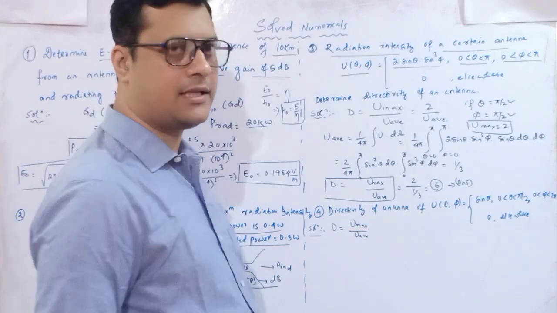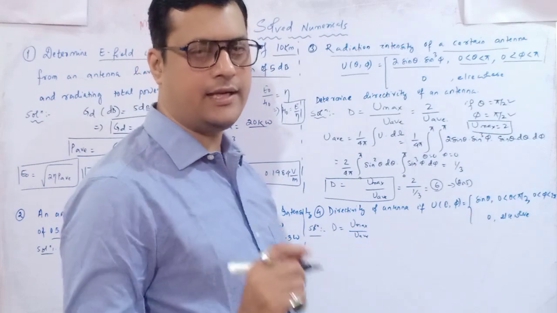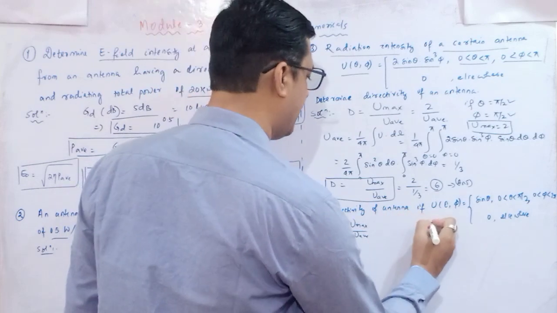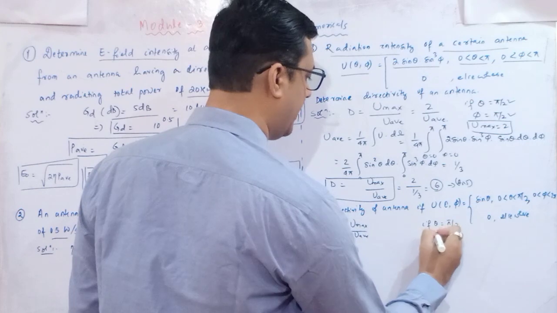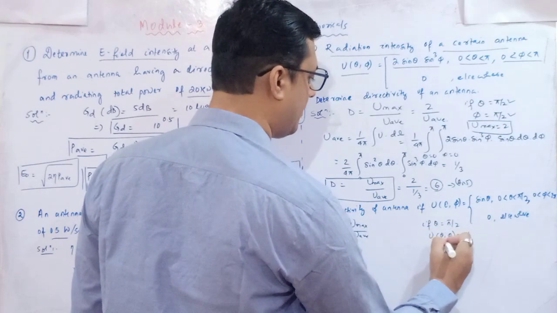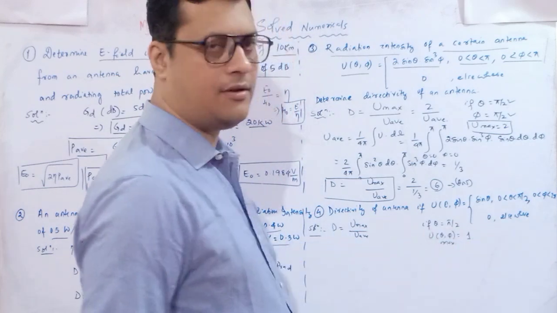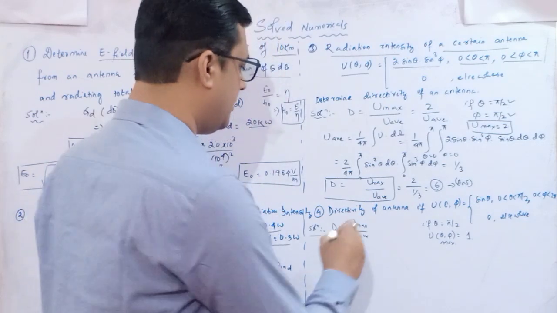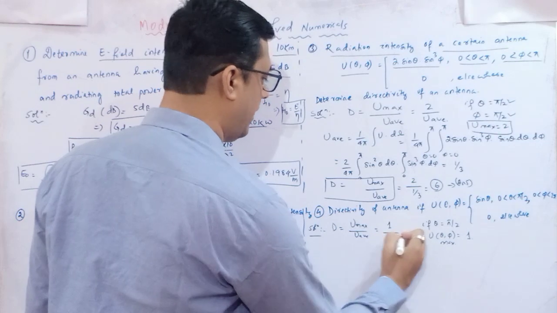So what will be the maximum intensity? The maximum intensity here, the magnitude is 1. When will it happen? When theta is at 90 degrees. So I will write, if theta is equal to pi by 2, then U of theta comma phi will become 1, and this is called the maximum value. So the maximum value of this intensity is 1, at theta equal to pi by 2, and this is my U max.